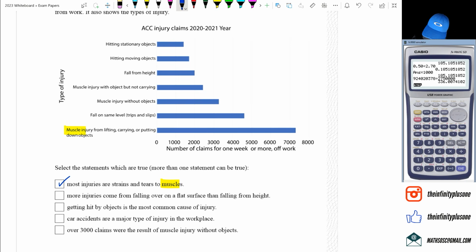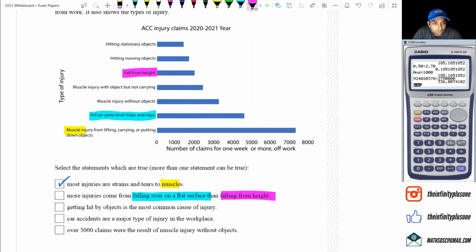Most injuries come from falling over on flat surface or falling from a height. Let's have a look. Where are these ones? I think I read that wrong. I actually read that more injuries come from falling over flat surface. So flat surface, falling over flat surface, fall on same level, versus falling from height. Falling from height is actually here. Yep, we can see that the blue bar for the same level trips is much higher than the pink one. So we can give that a tick.